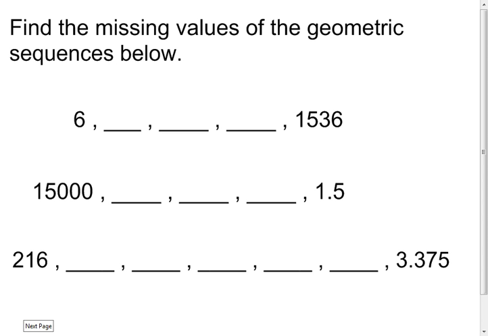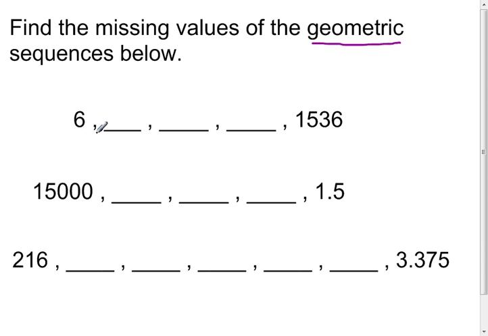Okay, so I've got 3 examples here. It says find the missing values of the geometric sequences below. We know it's geometric, so we know it's multiplying. If this said arithmetic, then we'd know it'd be adding. But since it's multiplying, they're going to be different numbers.